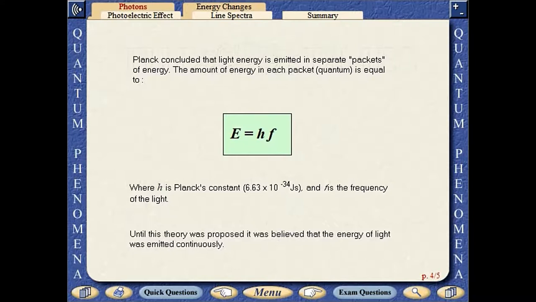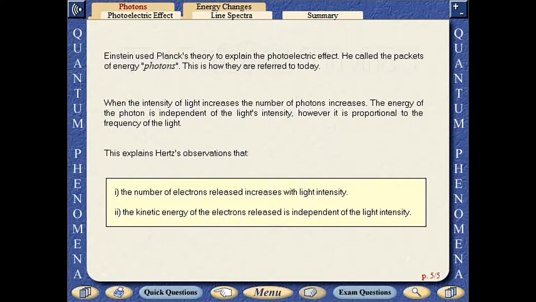Planck concluded that light energy is emitted in separate packets of energy. Until this theory was proposed, it was believed that the energy of light was emitted continuously. Einstein used Planck's theory to explain the photoelectric effect. He called the packets of energy photons, and this is how they are referred to today.